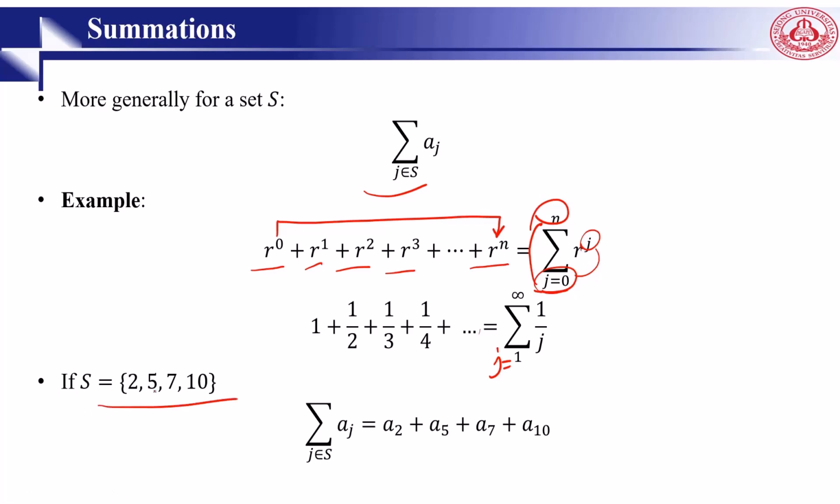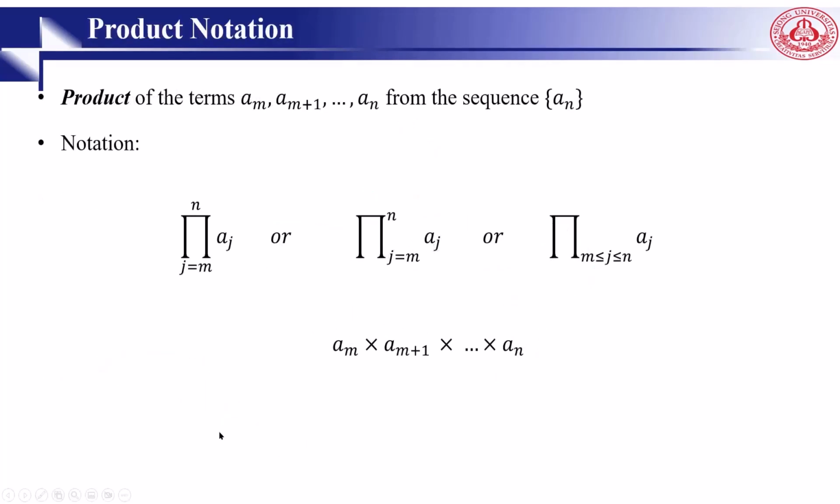Or here we have 2, 5, 7, 10. The sum of a_j, where j is in S, this is S, right? This is S. It is a2 plus a5 plus a7 plus a10. It refers to this one.